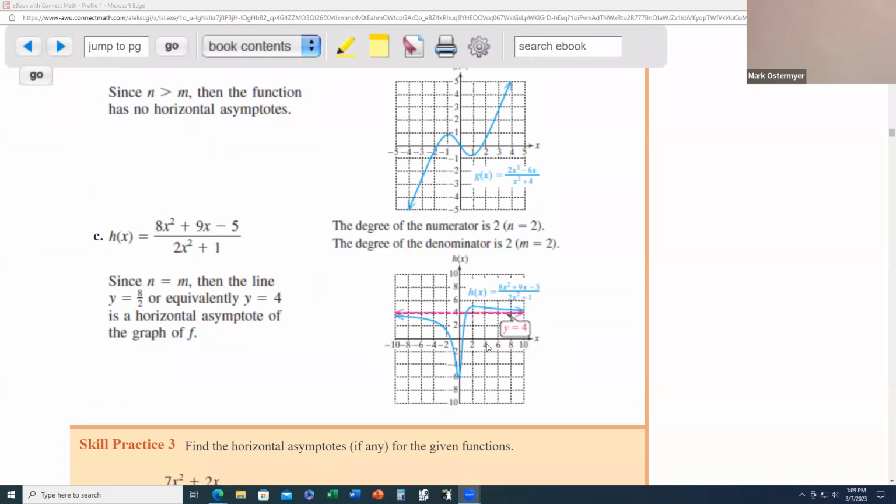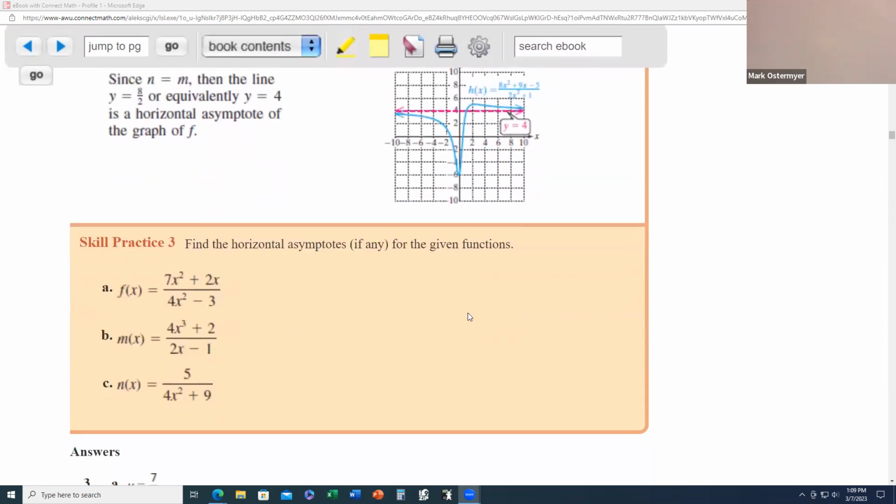And then, ladies and gentlemen, you're probably wondering, how would you determine where this graph crosses the horizontal asymptote? I will show you in an example coming right up how we can determine this point of intersection between the graph and this horizontal asymptote. Remember, I indicated a graph can cross or touch a horizontal asymptote, but it can never cross or touch a vertical asymptote.